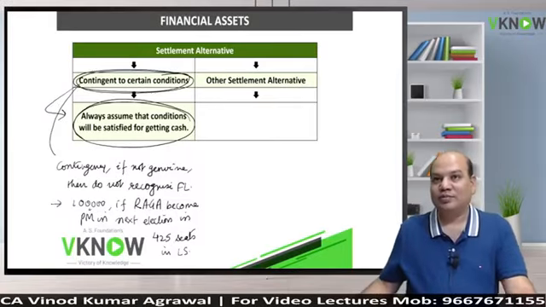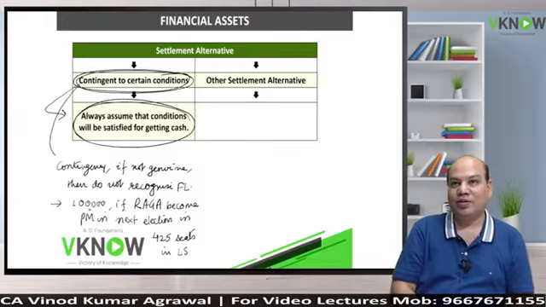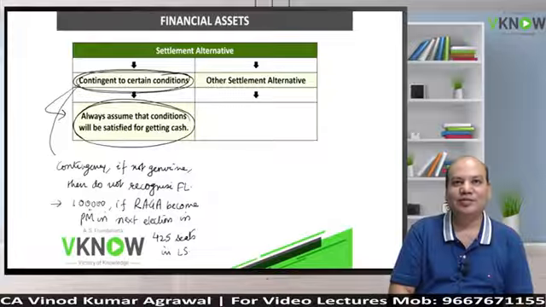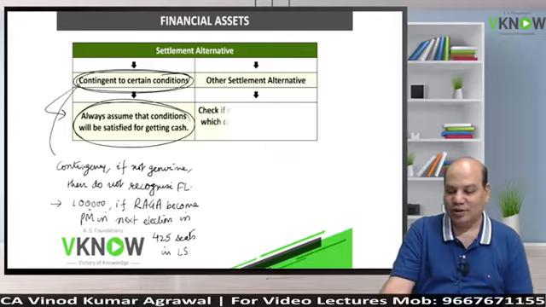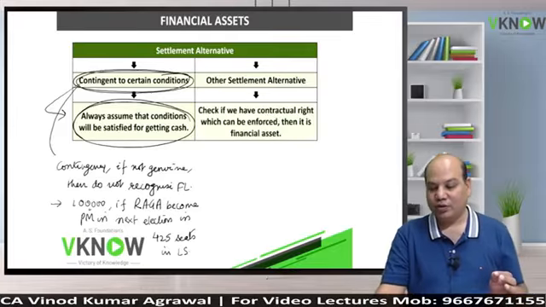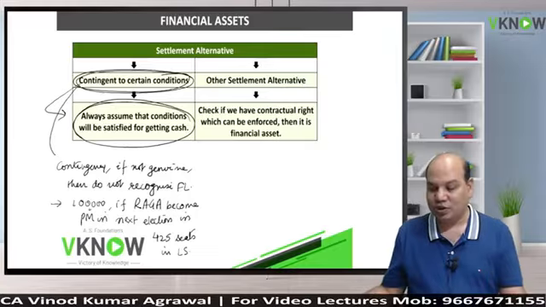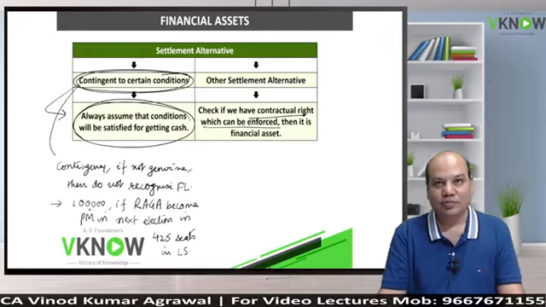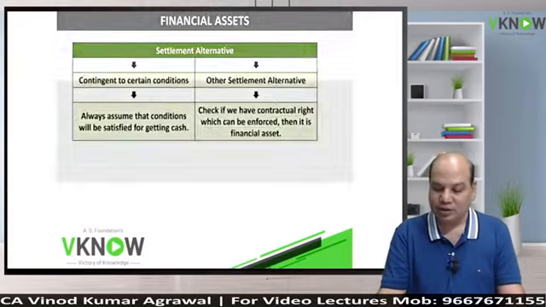And you put a condition that I'll pay you 1 lakh if Raga becomes PM with 425 seats in Lok Sabha: don't recognize financial liability. This contingency is fake, is not real, is not genuine. But EPS can be 20 rupees. So one has to also check that. Other settlement alternative we have seen, once we have issued an instrument, check, do we have a contractual right which can be enforced? If the answer is yes, then it is a financial asset.